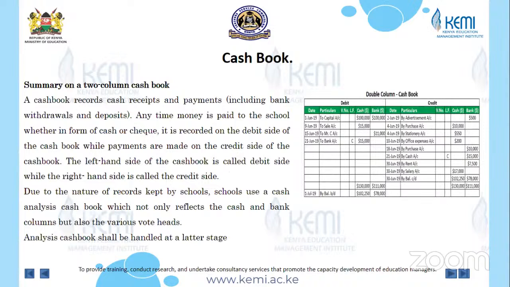And then we have put the summary on a two column cash book, whereby we have said that a cash book records cash receipts and payments, which include bank withdrawals and deposits. So anytime money is paid to the school, whether in form of cash or check, it is recorded on the debit side of the cash book, while payments are made on the credit side. But it is important to note that institutions do not encourage cash payments. And if it must be cash, then it must be included in the receipt.